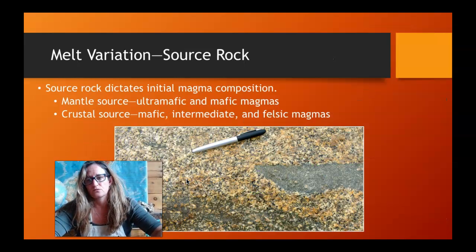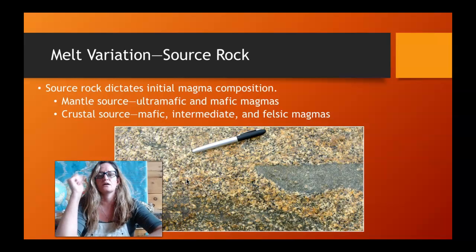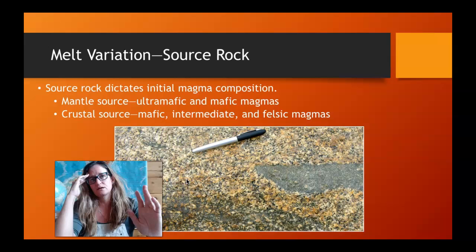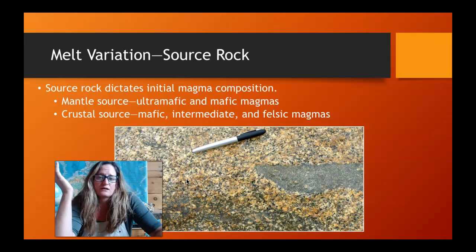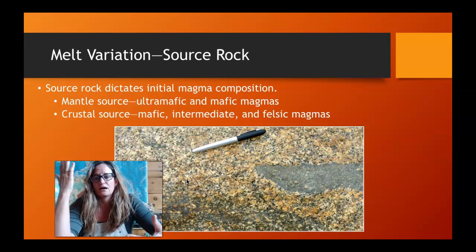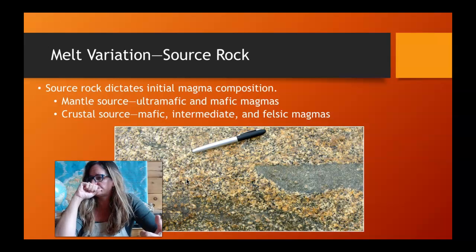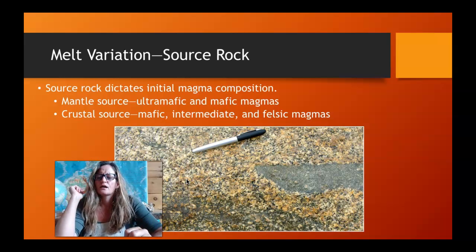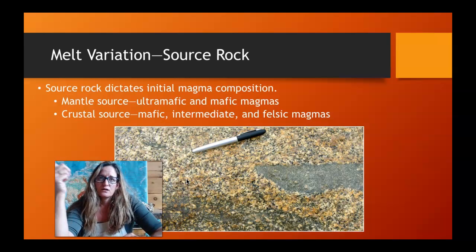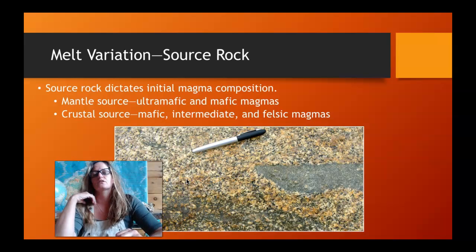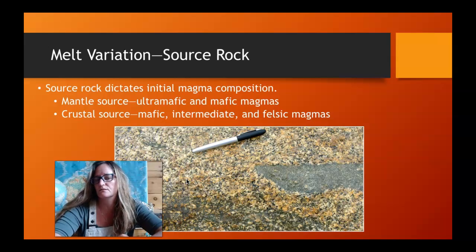Okay, each of those. So the source rock matters. If the source of the magma is the mantle, remember the mantle is already low in silica, higher in magnesium and iron. So that's where we would get mafic materials to create a mafic magma down from the mantle, and ultramafic. If we're melting some of the crust, it has more silica in it, less iron, less magnesium, so we're looking at creating a felsic or an intermediate melt.